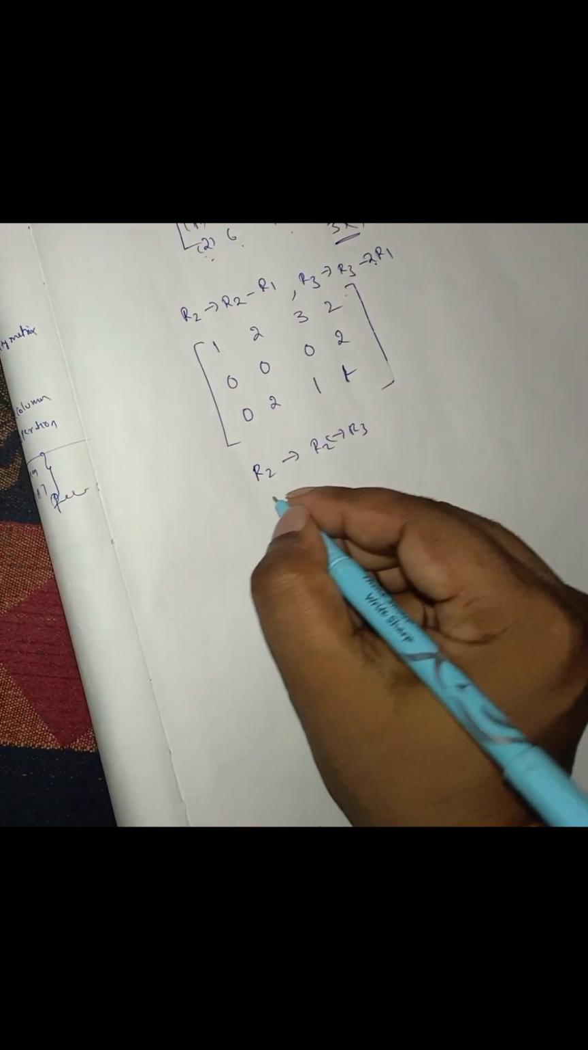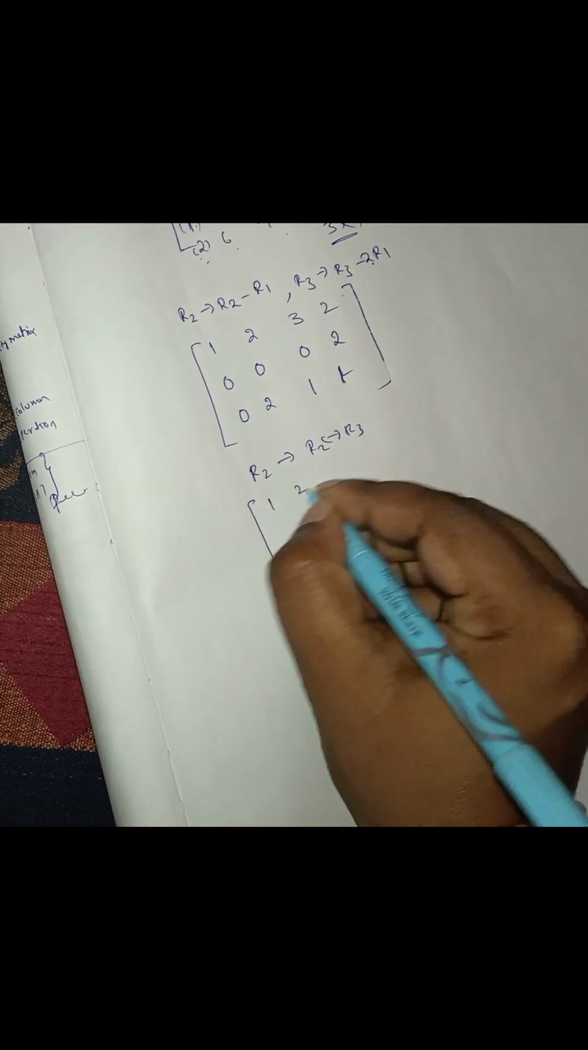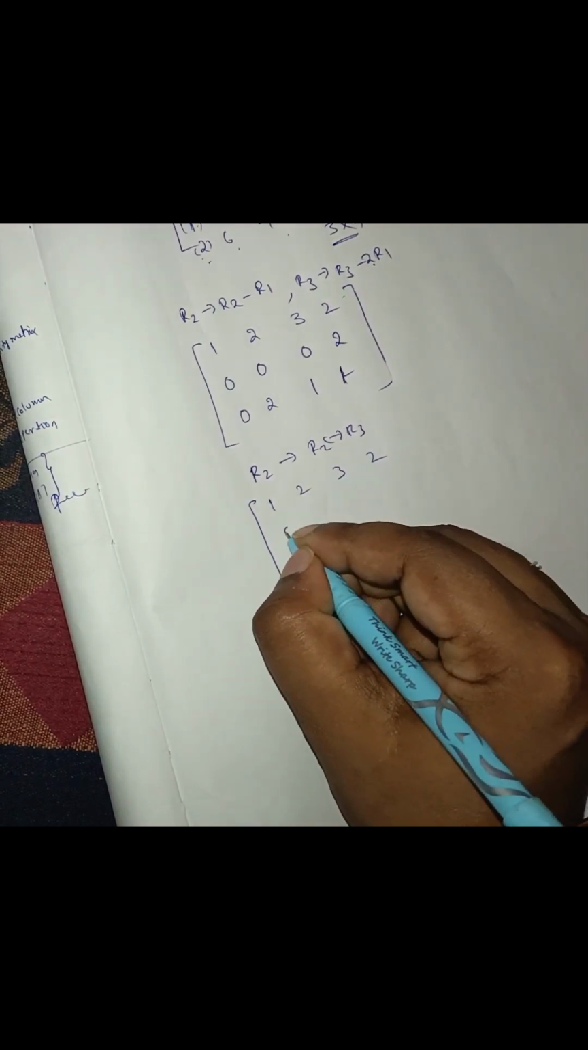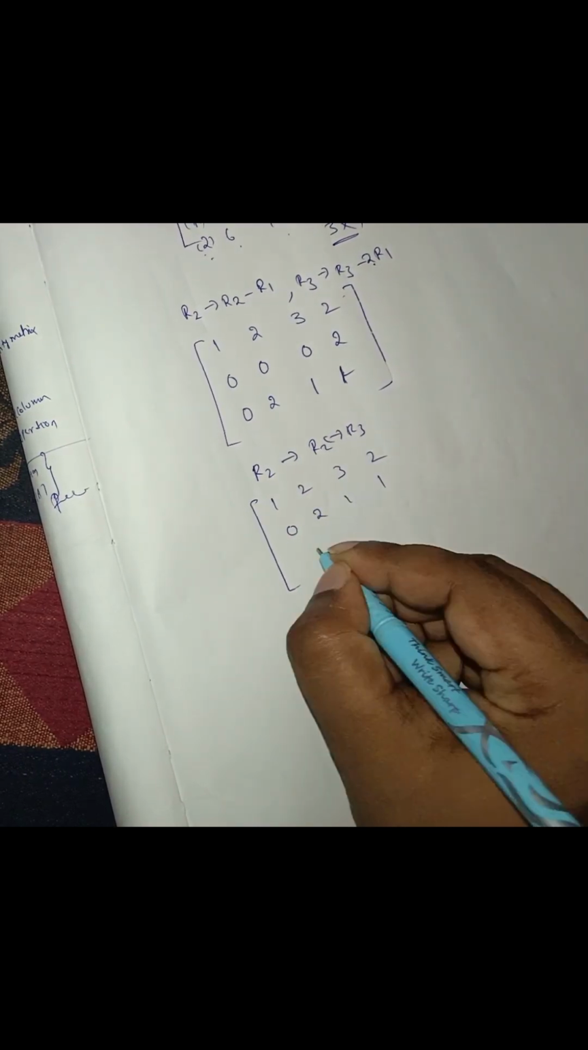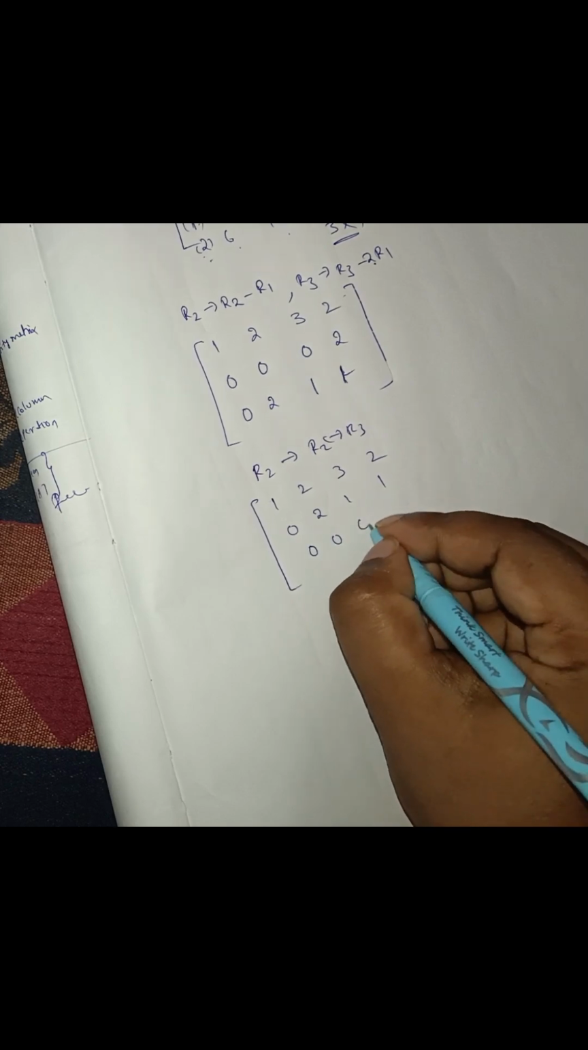Now R2 interchange R3. So 1 2 3 2, 0 2 1 1, 0 0 0 2.